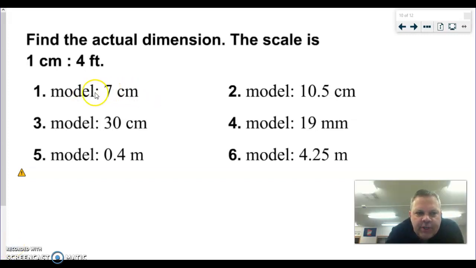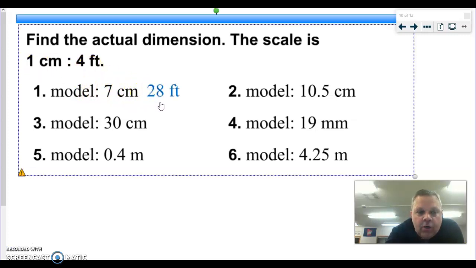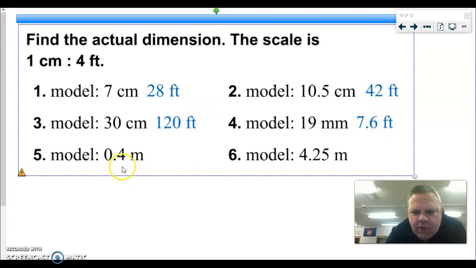Hopefully you had time to do this, so we would set this up as 1 over 4 is equal to 7 over 28. 1 over 4 is equal to 10.5 over 42. 1 over 4 is equal to 30 over 120. 1 over 4 is equal to 19 over 7.6. Now, here's where it comes a little tricky. This is 0.4 meters. A meter has 100 centimeters. So 0.4 meters is 40 centimeters. So our answer is going to give us 160.